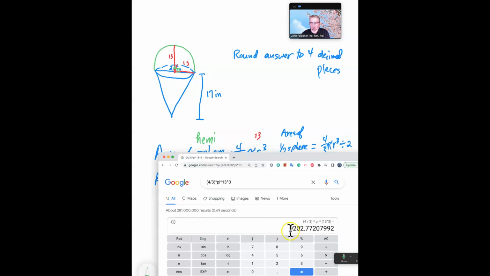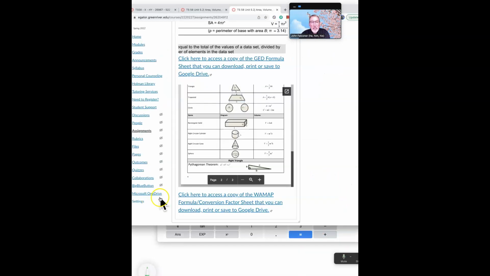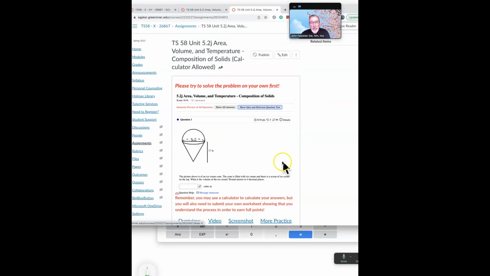Okay, so we got 9,202.77. Let's divide this by 2. So I'm going to click divide the answer by 2. And that's equal to 4,601. And I think in their instructions, they wanted that accuracy or precision to 4 decimal places.